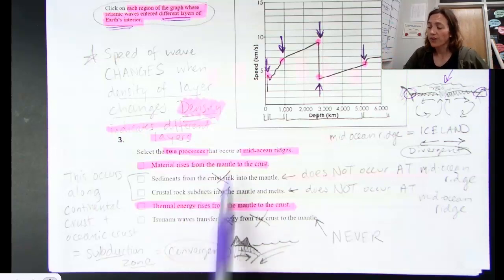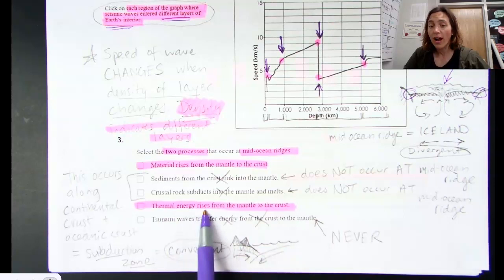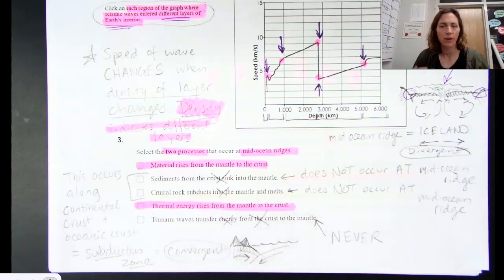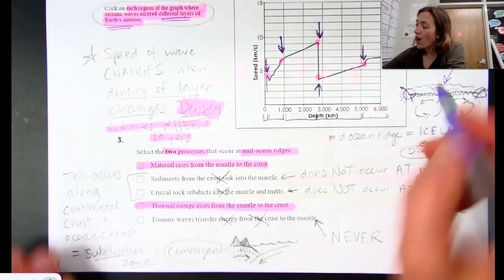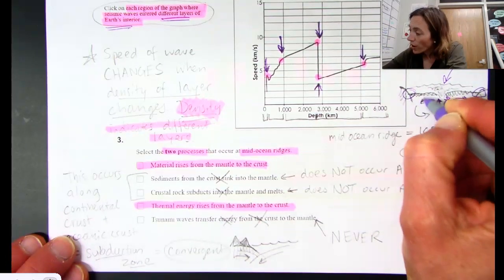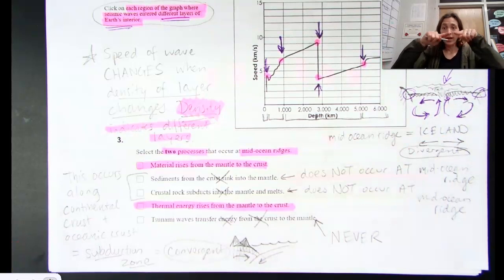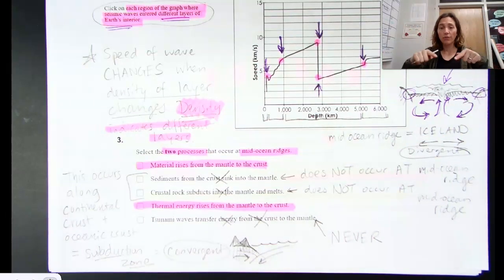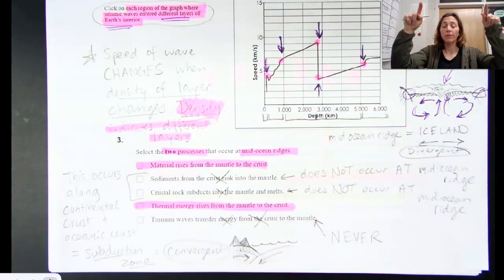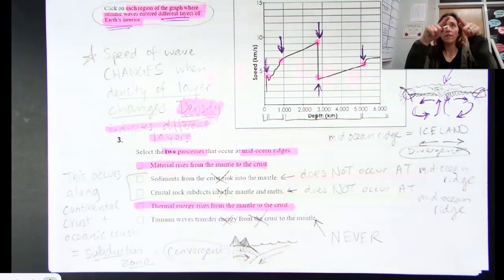So the only other process that is correct is thermal energy rises from the mantle to the crust. And remember, we talked a lot about that with lava lamps. We did an experiment with candles and oil and pepper flakes to show convection. Energy is rising from our hot core. Hot things are less dense, so they rise, and as they cool, when they're farther away from the heat source, they become more dense and they sink. And it's just a constant cycle that we call convection.